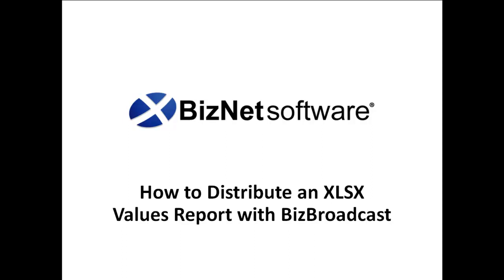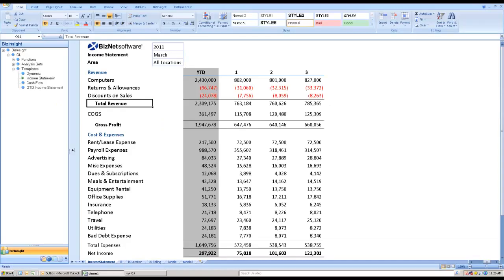In this video, we are going to go over how to distribute multi-location financial reports using BizBroadcast. BizBroadcast gives you the ability to automate Microsoft Excel reports in a variety of different formats, such as PDFs and value reports. I have already created a few different reports using BizInsight. I want to generate multiple reports based on different locations.